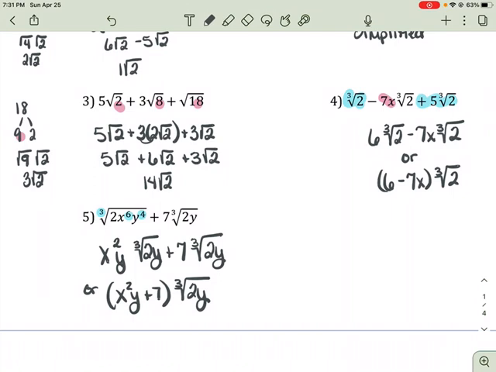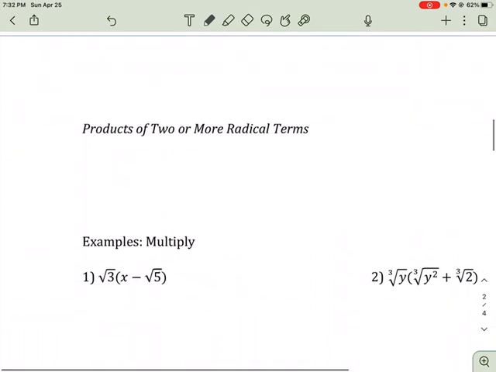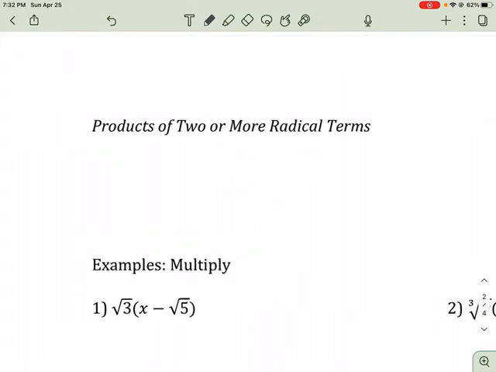Okay, so with adding and subtracting, we're going to want to simplify our radicals if we need to, and then only add and subtract radicals that have the same root and the same numbers, or same radicand. It could be numbers or variables underneath the radical. All right, so let's move on to multiplication. We've already done all the process. We're going to do distributive property here.